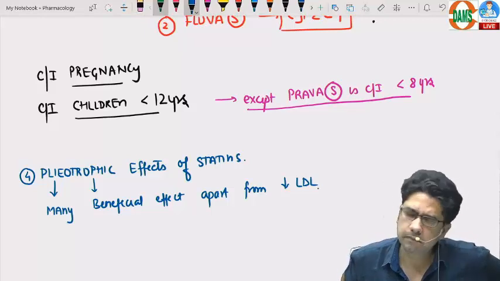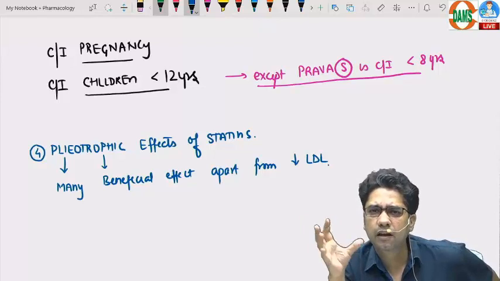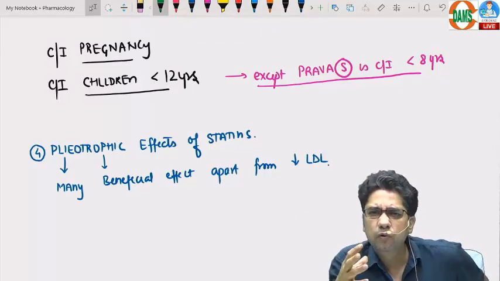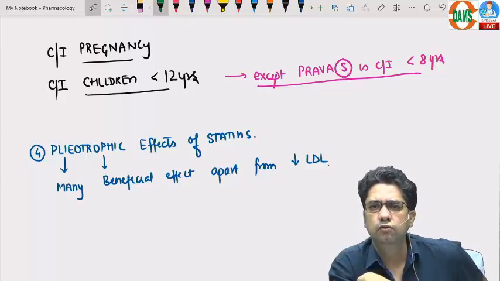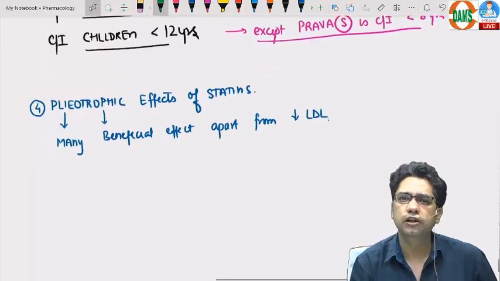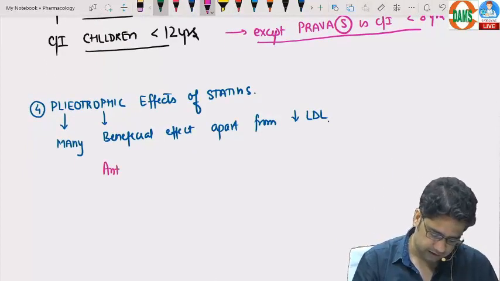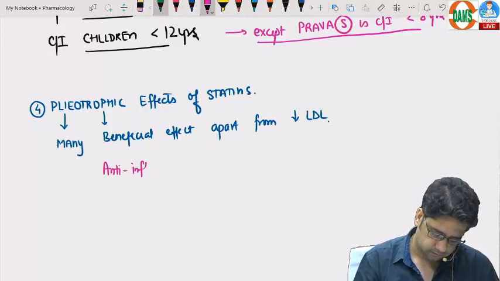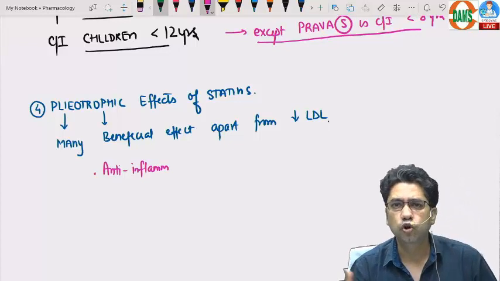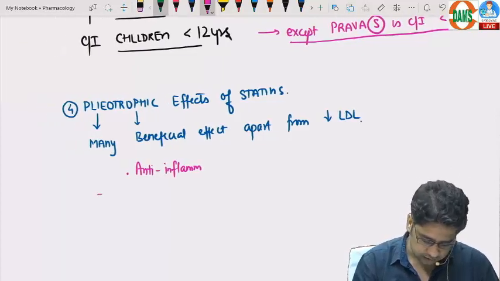Sir, why? Remember your biochemistry. Sir, ये जो मेवालोनेट होता है ना, ये बड़ा गंदा मॉलिक्यूल है, very bad molecule, mevalonate. Mevalonate is a very bad molecule. Mevalonate causes inflammation in our body. So, statins are anti-inflammatory. Mevalonate causes coagulation. उस पे प्लेटलेट वगैरह प्रोकोगुलेंट इफेक्ट होता है उसका.